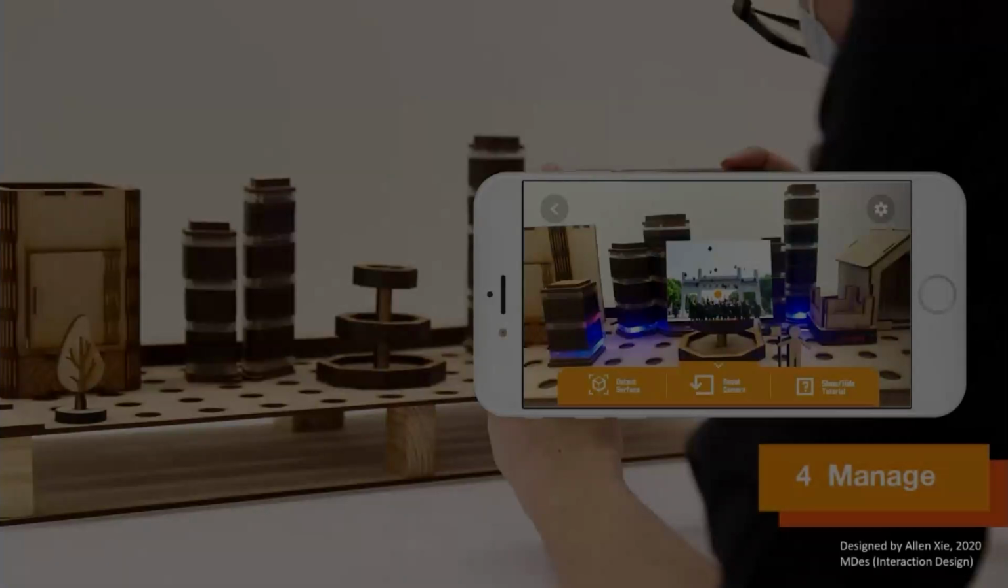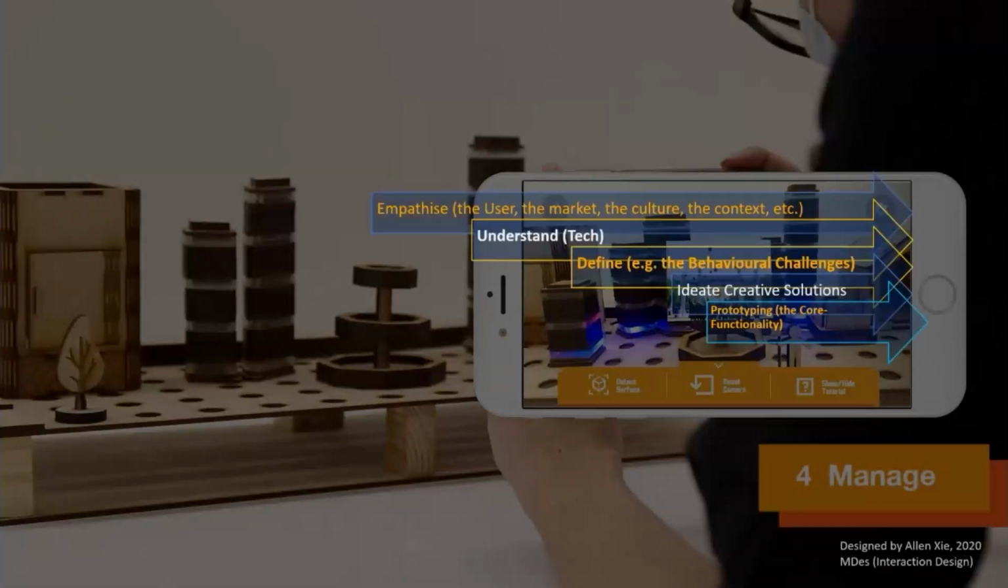So at the beginning, of course, you need to understand the user, right? Empathize with the user, the market, the culture, the context. That's something you need to analyze. Then you also need to analyze the technology. For example, augmented reality. If you don't know the feature of the technology, how can you use that technology in this concept? You can't, right? Then you need to define the behavioral challenges. Why do you want to use a tangible interface to solve this problem, why is this a better solution? You need to analyze this from the behavioral perspective. Then you create the creative solutions, something never seen before, not in the market, something creative.